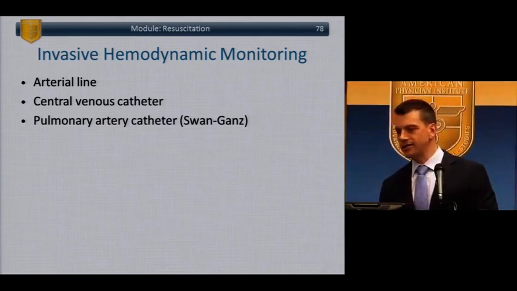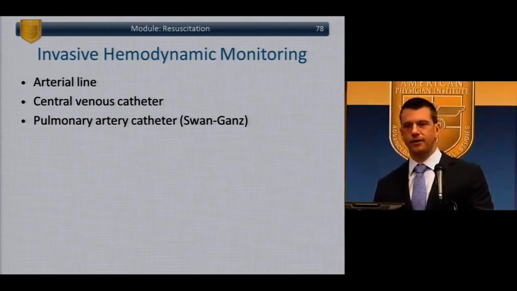Invasive monitoring: arterial lines, central venous catheter, pulmonary artery catheter. The A line is very helpful. The central line is very helpful. You can put it in a position other than femoral. You can use it for filling a CVP. It's not a perfect surrogate for Swan. Swan-Ganz catheters almost rarely have to go in anymore.